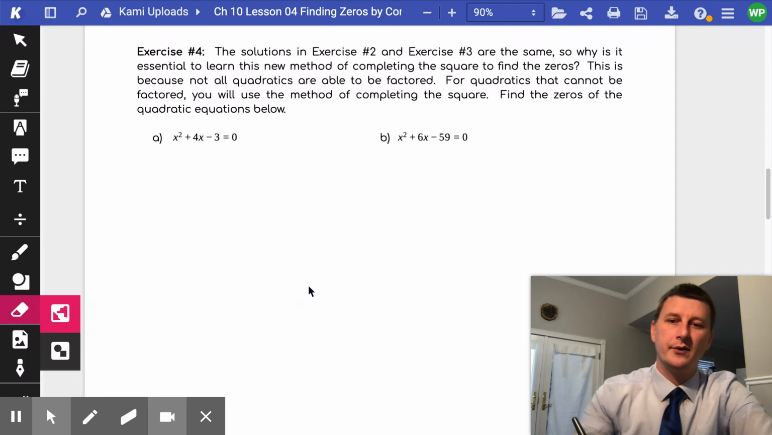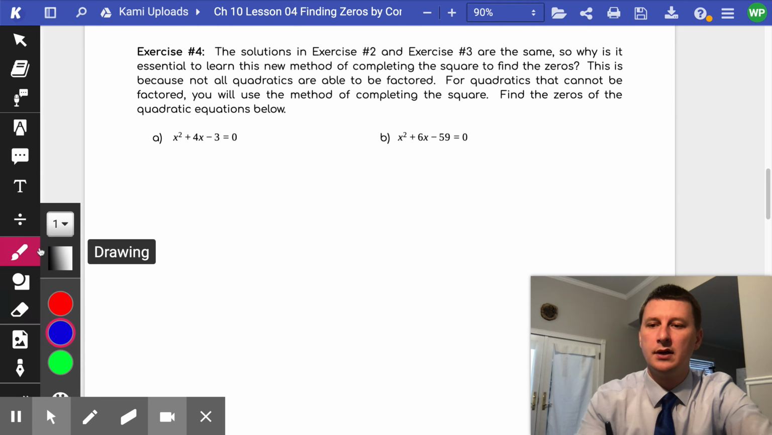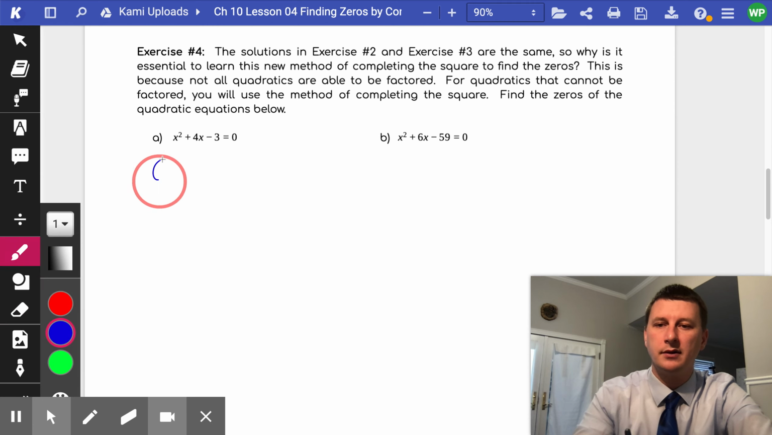So we're going to first take a look if this can be factored. And you have 3 here. So you need two numbers that multiply to 3. And you might think to do 3 and 1, that might give me a 4. So I'm going to try to factor this. I'll put x and x because x times x will give me x squared, and then 3 and 1. Now, how can I multiply to negative 3?